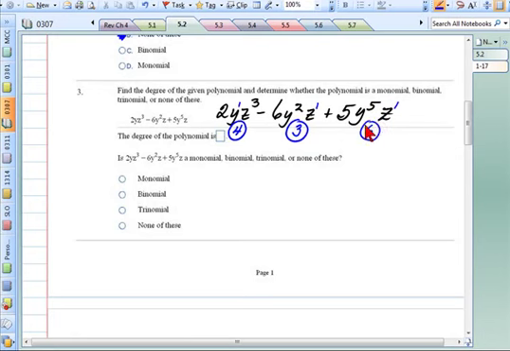So now what's the degree of the polynomial? 6. Wait, so why are we adding them now? The definition of degree of a term is the sum of the powers. So for an individual term, you add the powers. But for a whole polynomial, you just pick the big one. Okay? Now, if we can look at that polynomial again, can we classify it? Let's see, how many terms does it have? It has 1, 2, 3, so it is a trinomial.